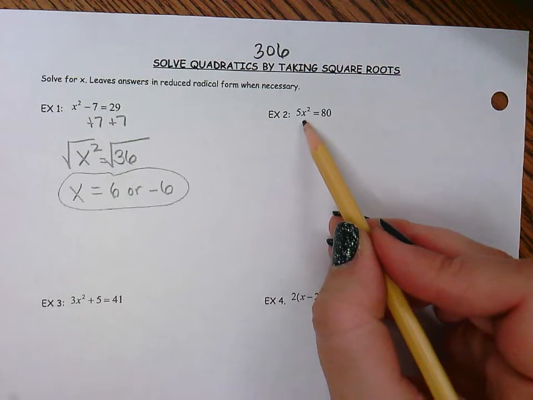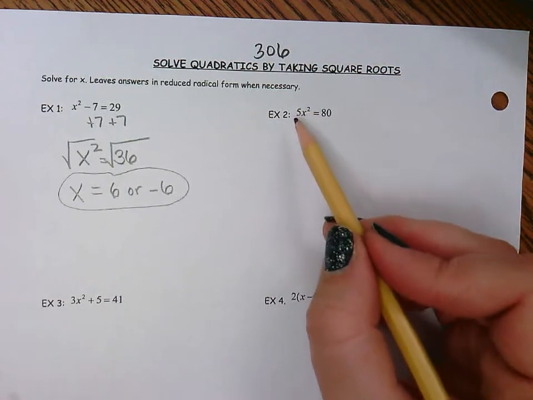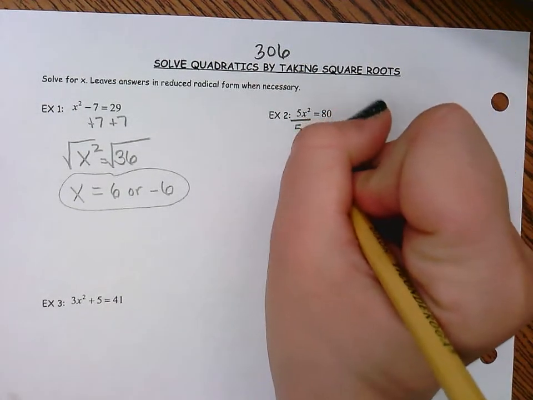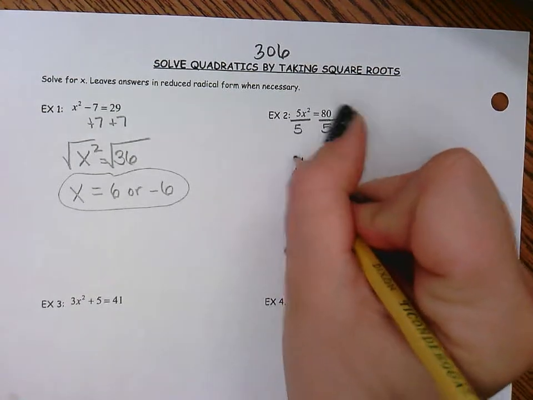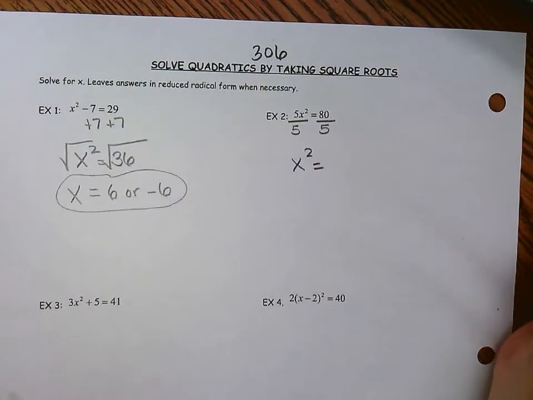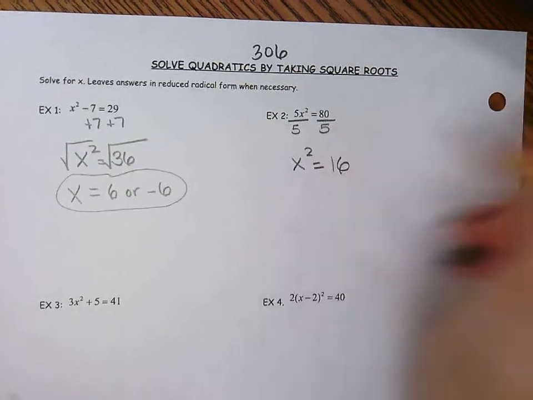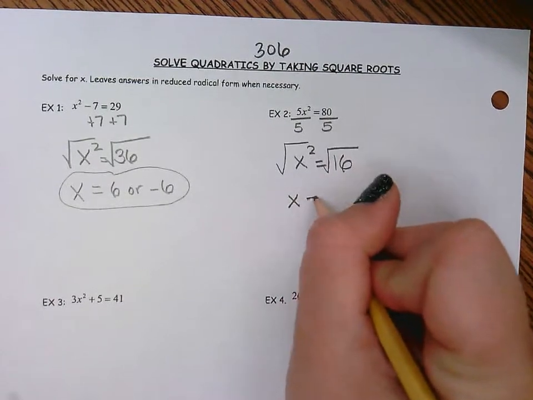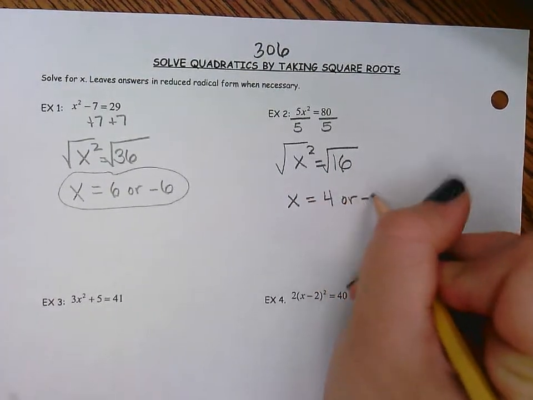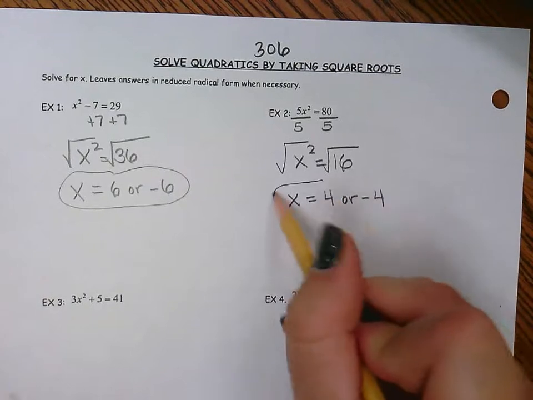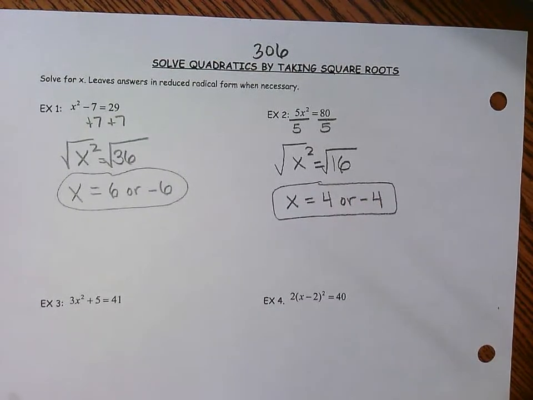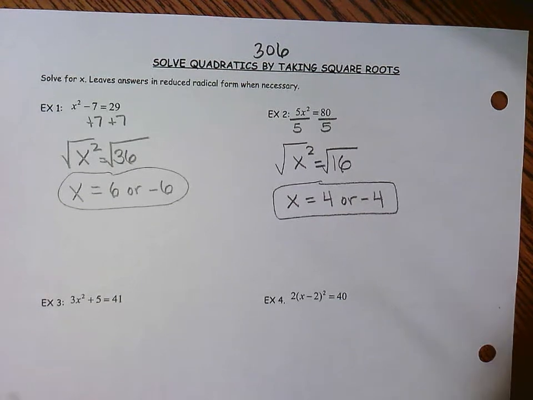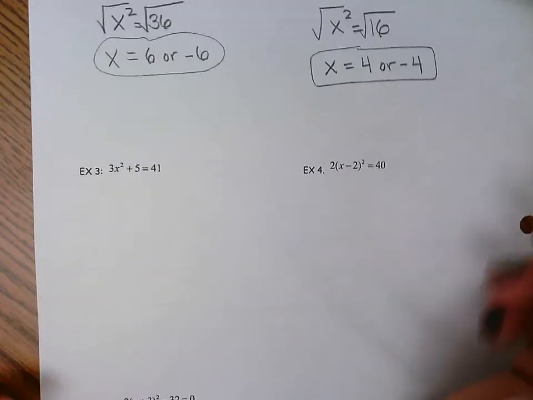Example 2, again, I only have an x squared term. I'm going to start by dividing both sides of the equation by 5. What is 80 divided by 5? It is 16. Hey, that came out to a perfect square again. Nice. So I take the square root of both sides, and x is either 4 or negative 4. So it came out to a perfect square again. I didn't have to do reduced radical form because it was just a perfect square in and of itself. All right, that can't keep happening, right?